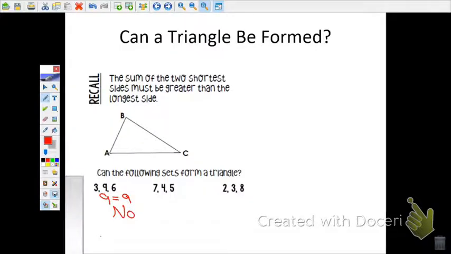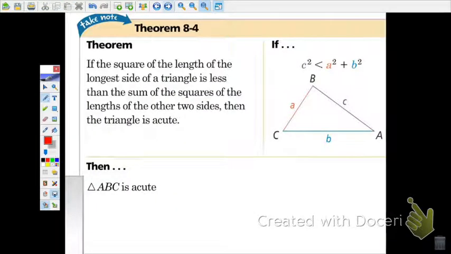What about 7, 4, and 5? Yes. We're going to get 9 when we add the two small ones. What about 2, 3, and 8? No. So that's how we know whether or not we can actually form a triangle. Once we know we can form a triangle, then we can use this information.